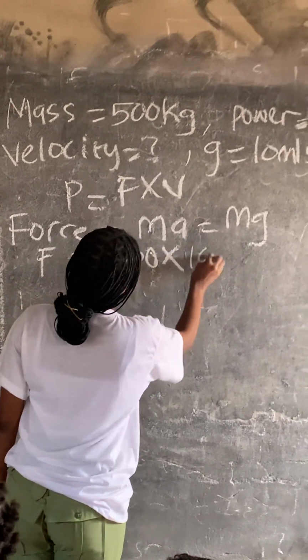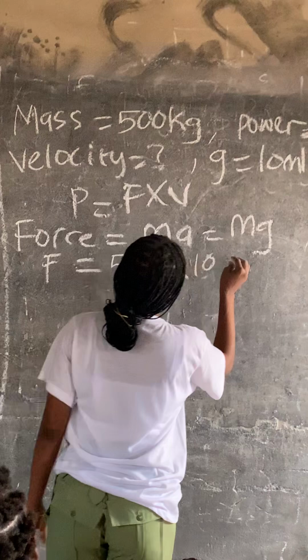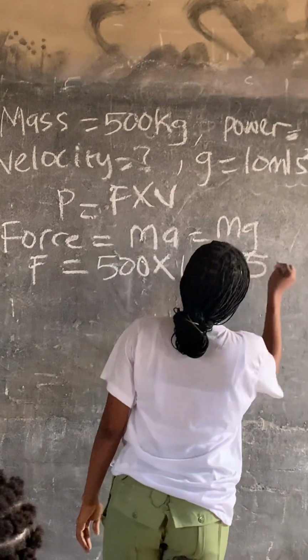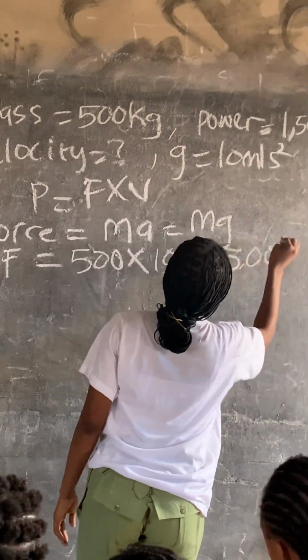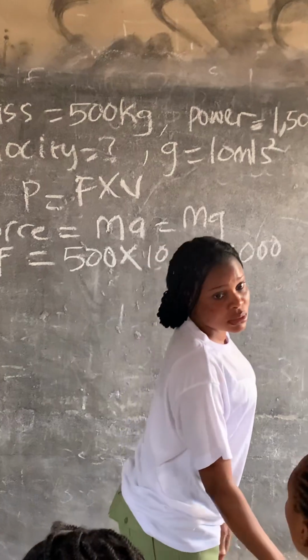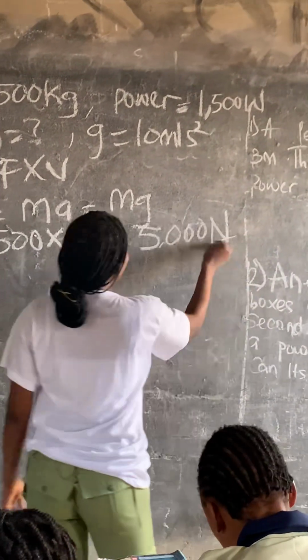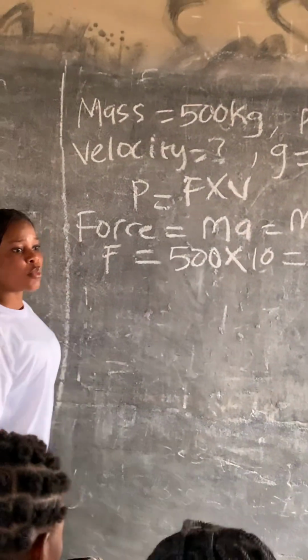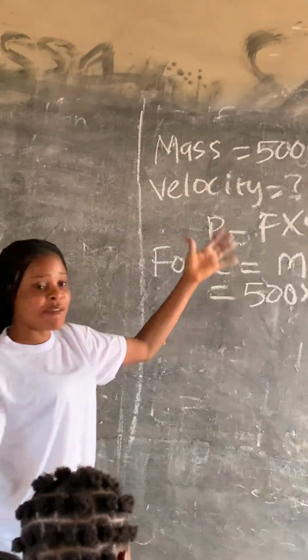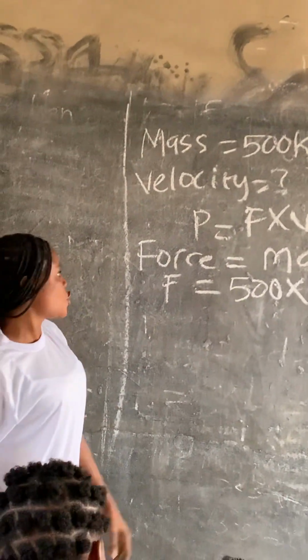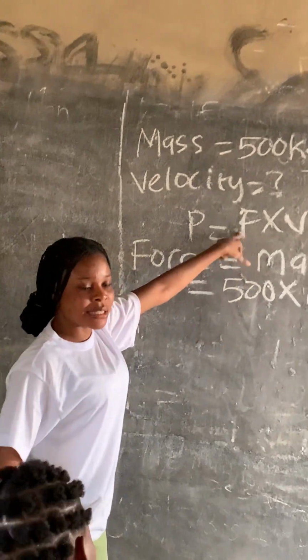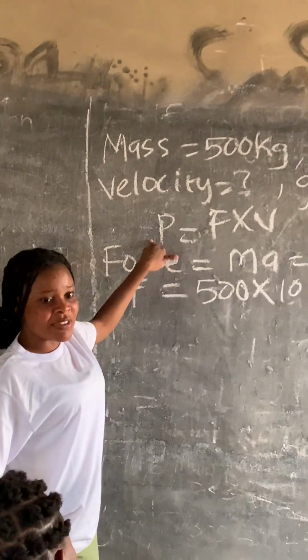Times 10 meters per second square, which is equal to what? 5,000. Is it just 5,000? No. 5,000 what? Newton. Now we have our force. Do we have force now? Yes. Was power given? Yes.